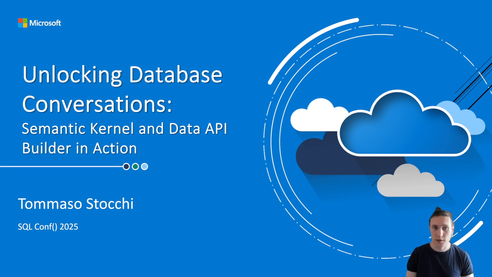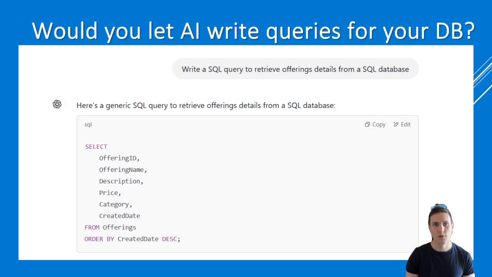So in this scenario, since we have a database, we need to be able to perform queries against the database using the LLM. And of course, why would you let the AI run queries against your database? Because it's a very tricky scenario, because the LLM doesn't know anything about your SQL database structure, which entities it contains or whatever. And you remember, you start from a simple question coming from the end user, which might be something like retrieve offerings details from a SQL database.